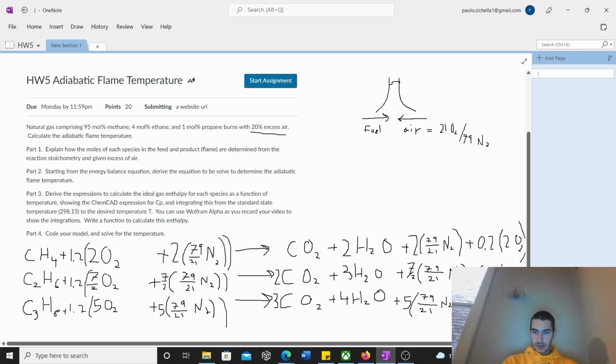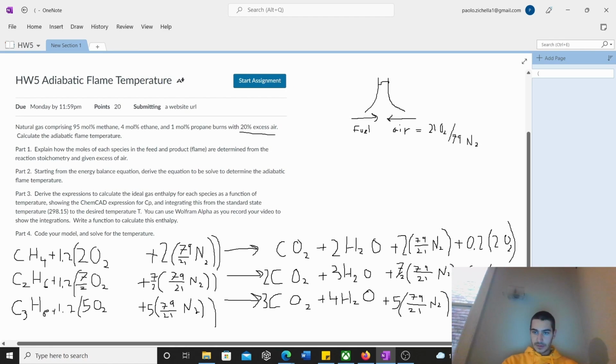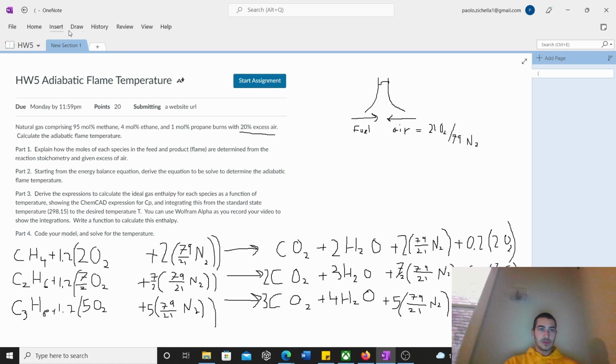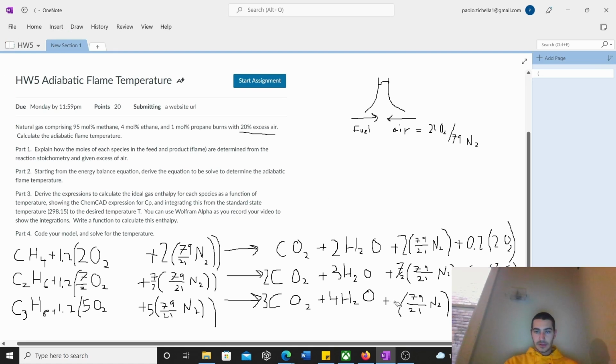So 0.2 multiplied by 7/2 of oxygen gas. And the same for propane, 0.2 times 5 oxygen gases. However, this isn't all that happens to the right-hand side, as we need to make sure that the nitrogen is also multiplied correctly. So what we're going to do is erase all of this out and multiply it by 1.2.